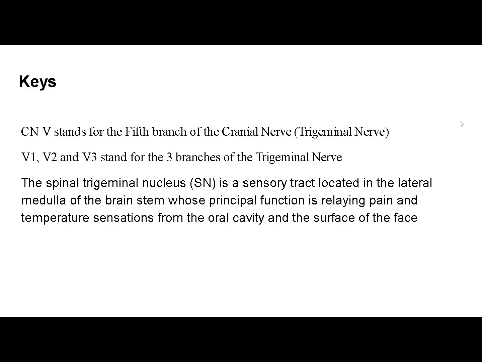So before we start, there are a few key points which you have to remember. These include some abbreviations that we will use through this. The first abbreviation is CNV, which stands for the fifth branch of cranial nerve, that is the trigeminal nerve. V1, V2 and V3 are the three branches of the trigeminal nerve, and this is a definition. You can pause the video and note it somewhere because it will be useful later on. It is about the spinal trigeminal nucleus.